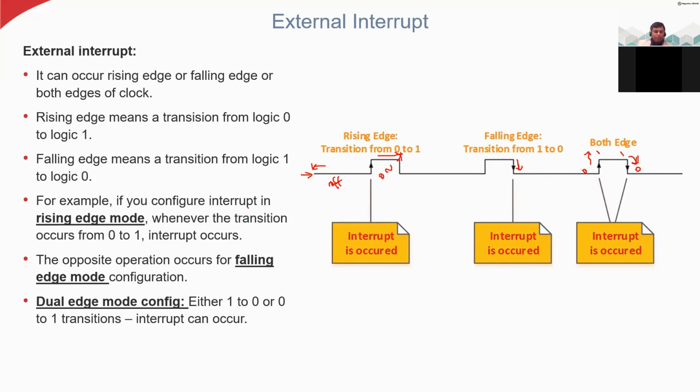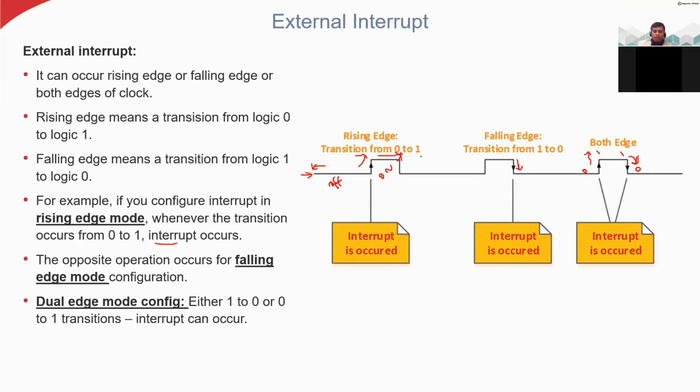Okay, for example, if you configure the interrupt in rising edge mode, whenever the transition occurs from 0 to 1, the interrupt occurs. The opposite occurs for falling edge mode configuration. If you set up falling edge mode, then whenever the transition occurs from 1 to 0, the CPU will consider this interrupt. Dual edge mode configuration means the interrupt can occur on either 1 to 0 or 0 to 1.